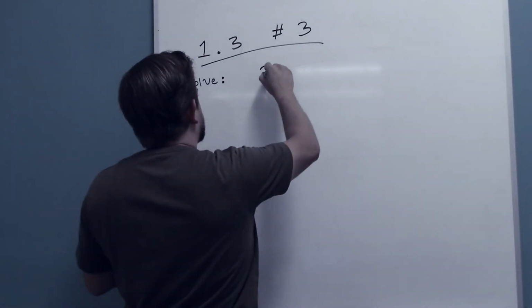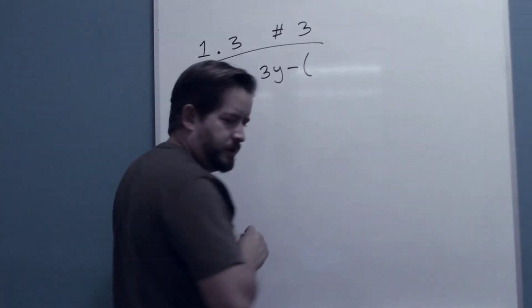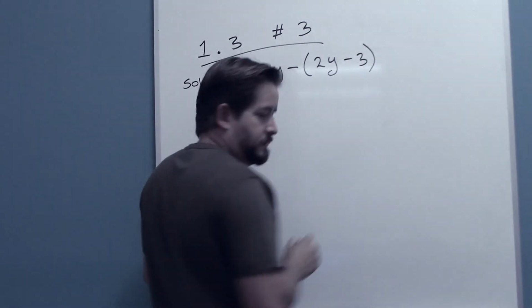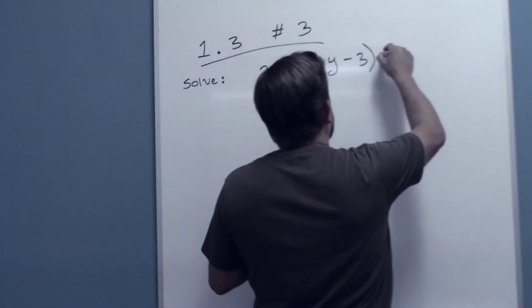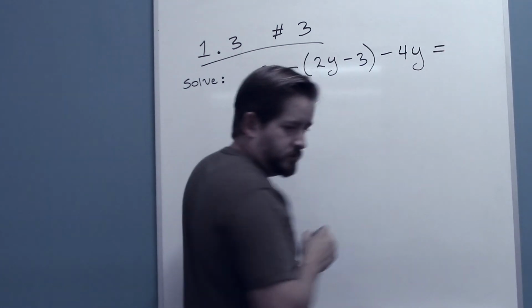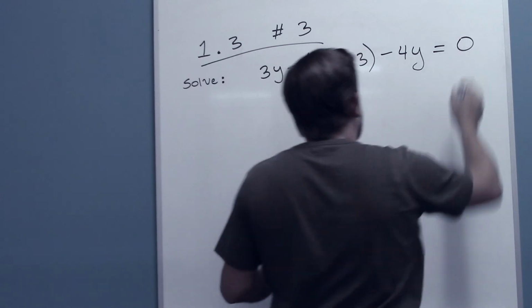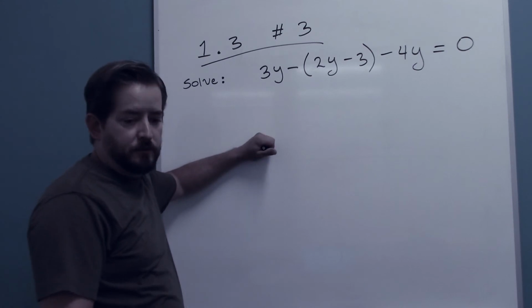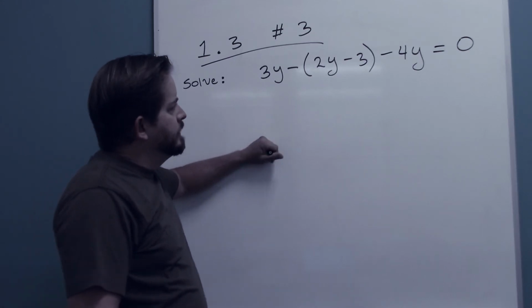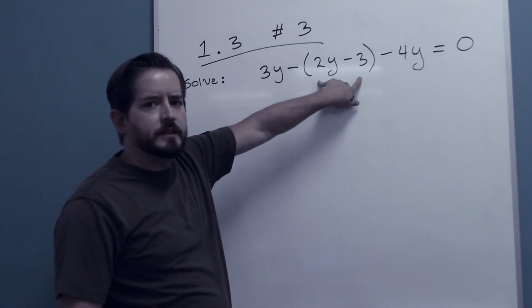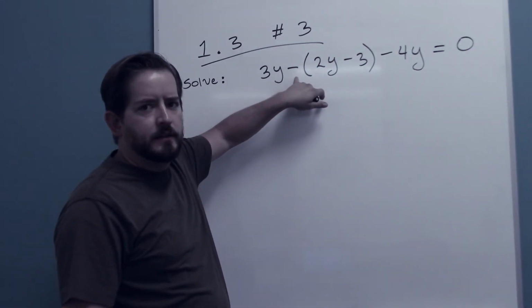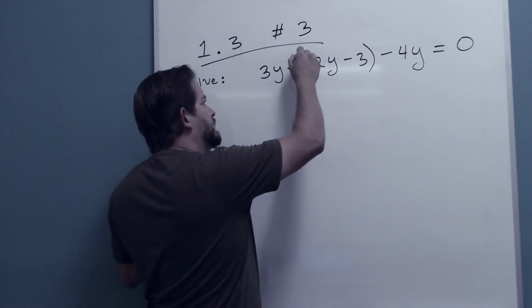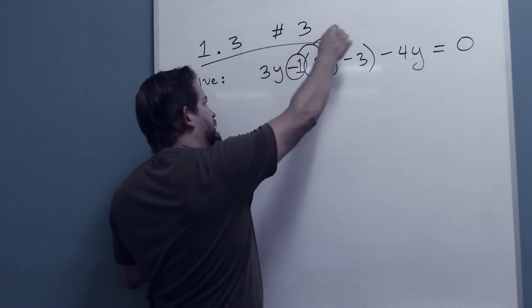3y minus, in parentheses, 2y minus 3, minus 4y, that's a lot of minus, equals 0. Okay. So it's this very first step that I imagine the mistakes are coming from, right? And that first step is, well, this 2y minus 3 is in parentheses, and I'm subtracting this whole thing, which means I have to take, and if you imagine that there's a little 1 right here, I'll take that minus 1 and distribute it through.